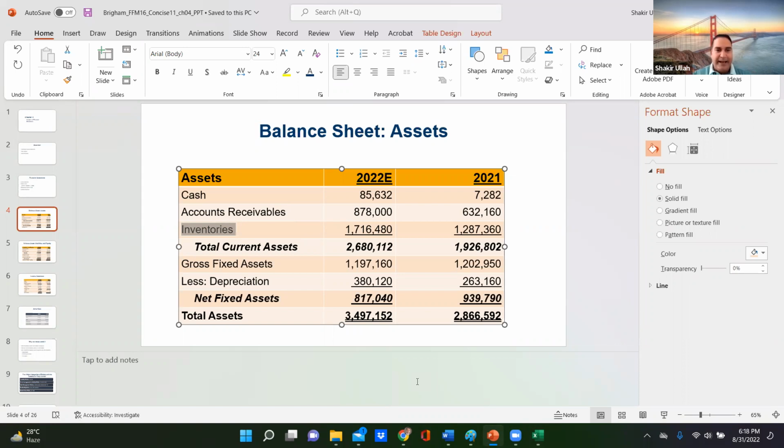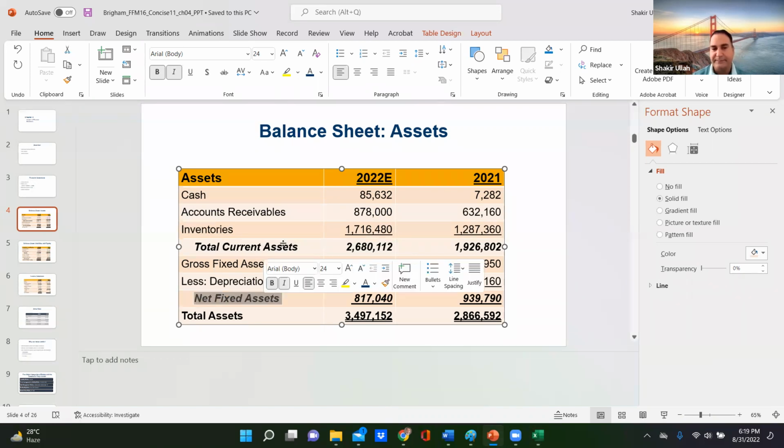Okay. Now, if we add all of these three assets, we get a total sum of $2,680,112, and that is the sum of the above three assets. We put these three assets in a separate category that we call the current assets. Now you can see there are two categories in the assets. One is the current assets, and the other category is the net fixed assets.